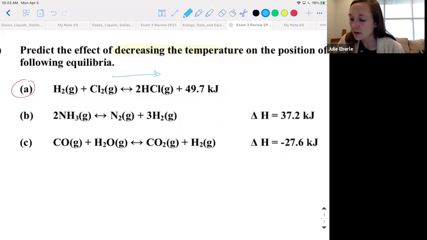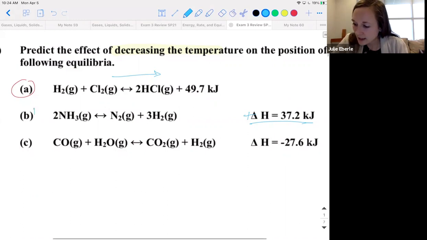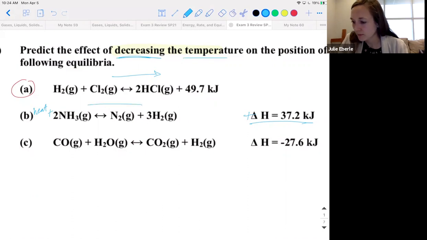Okay, B. You've got ammonia breaking down into nitrogen and hydrogen gas. Look at your delta H. It's positive, so this is endothermic. So is heat a product or a reactant? Yes, so you could write heat plus ammonia. So if we're, again, decreasing temperature, which way is equilibrium going to shift? Yep, Pernille's got it. It's going to shift, again, towards the thing you're taking away. If you're taking something away or decreasing something, it shifts towards that thing.